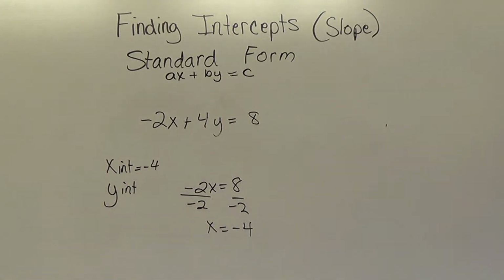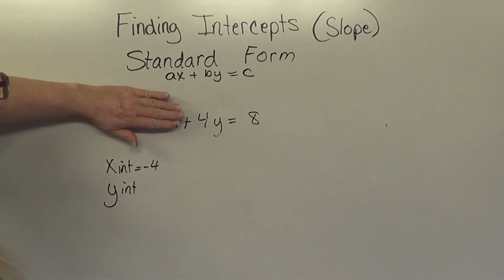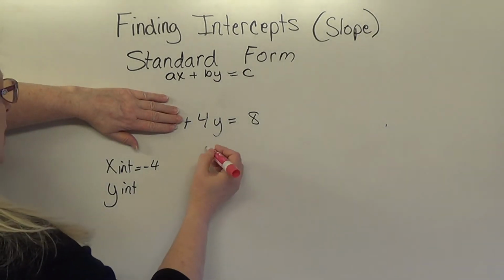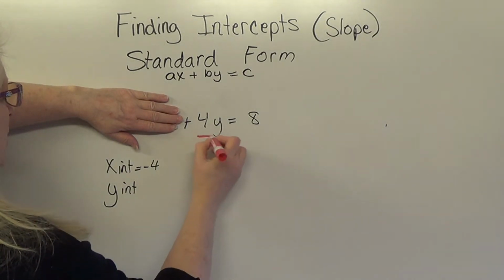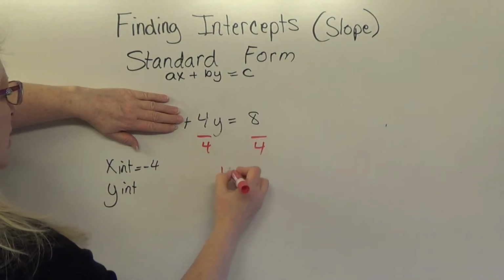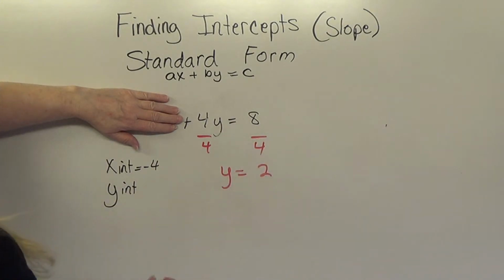Alright, and now if I want to find my y-intercept, I let x be 0. So I would cover up my x term, and then I have 4y equals 8. I would divide both sides by 4, and then your y-intercept is located at +2.